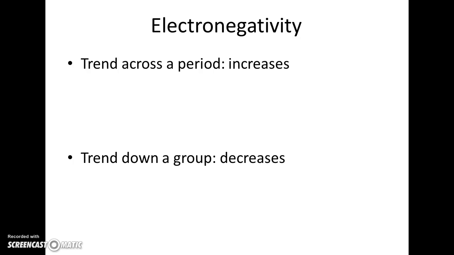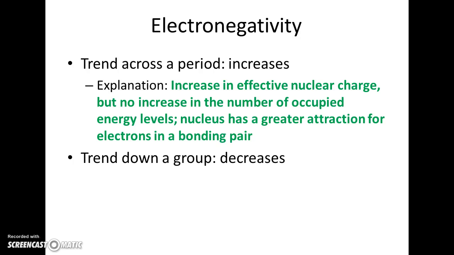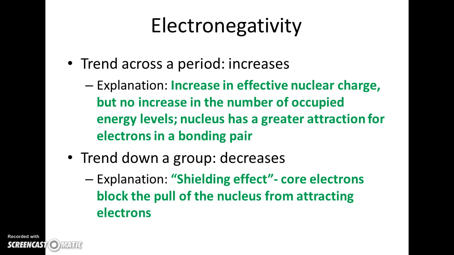Electronegativity follows the same basic trend as ionization energy and very similar explanations. Again, increase in nuclear charge but no increase in energy levels across a period. So that means that the nucleus is going to be able to have a greater attraction for electrons in a bonding pair. And down a group decreases because the shielding effect blocks the pull of the nucleus from attracting electrons.